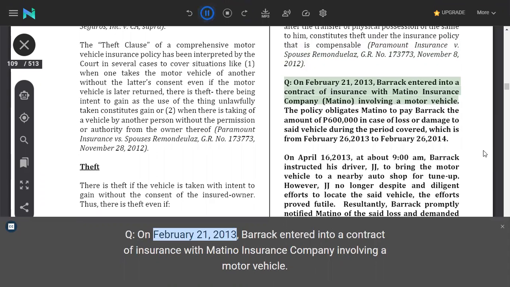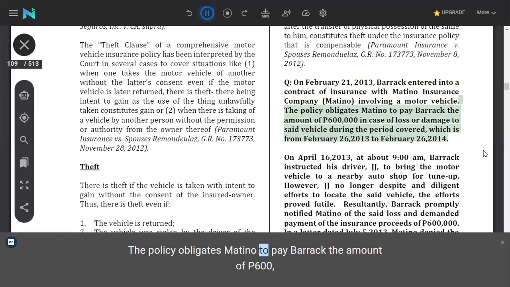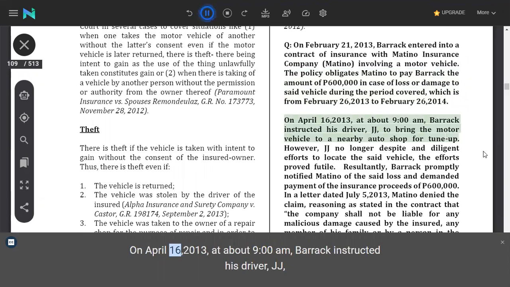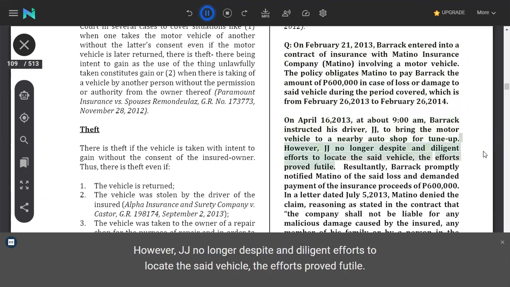Q. On February 21, 2013, Barrick entered into a contract of insurance with Matino Insurance Company involving a motor vehicle. The policy obligates Matino to pay Barrick the amount of P600,000 in case of loss or damage to said vehicle during the period covered, which is from February 26, 2013 to February 26, 2014. On April 16, 2013, at about 9 a.m., Barrick instructed his driver, JJ, to bring the motor vehicle to a nearby auto shop for tune-up.